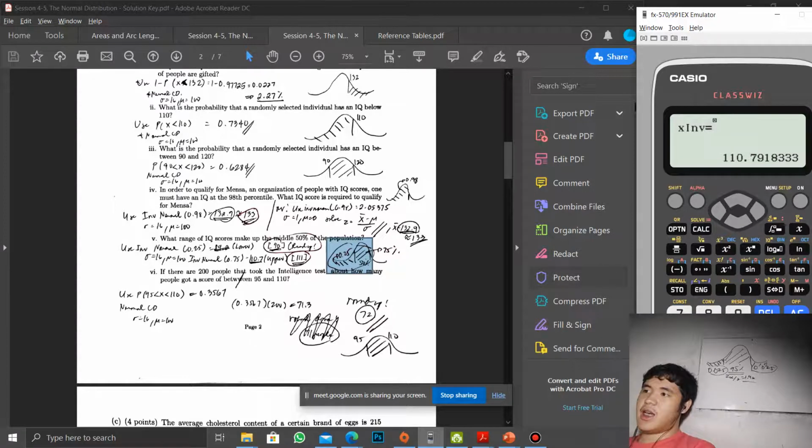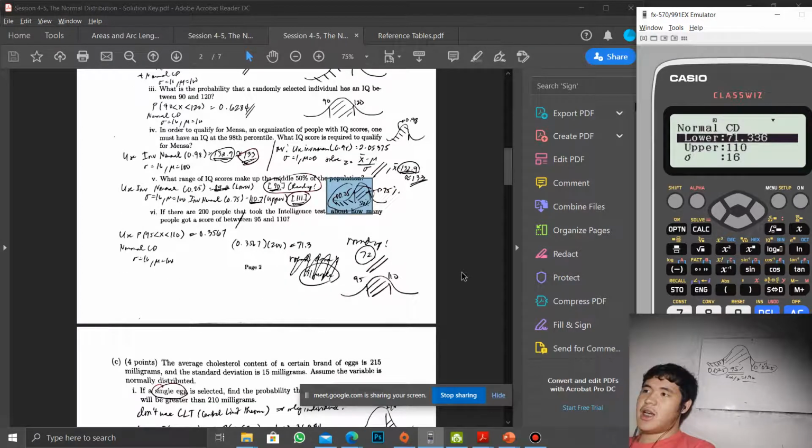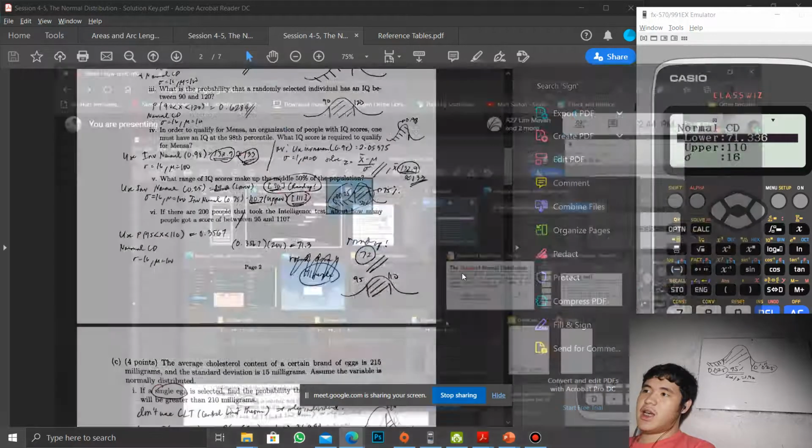So let's see. Let's get the probability of having a score between 95 and 110. Normal CD, 95, 110. 0.3567. Then, we multiply this number by 200 kasi percentage yan eh, di ba? We get 71.336 or round up kasi tao yan, 72. Okay? Next.